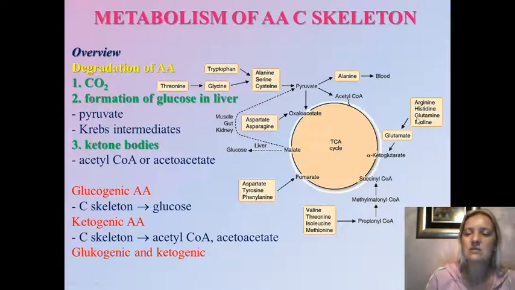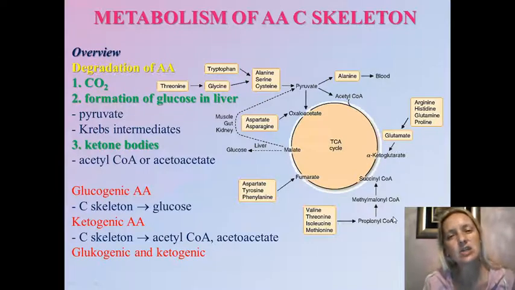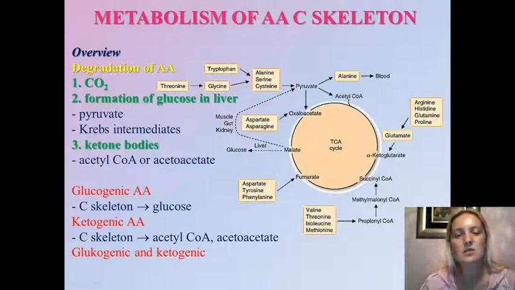Arginine, histidine, glutamine, and proline tend to form glutamate, and glutamate via a transaminase or deaminase reaction is involved in the Krebs cycle via alpha-ketoglutarate. Some amino acids like valine, threonine, isoleucine, methionine tend to convert to a common intermediate, propionyl coenzyme A, which is the same molecule we got upon the degradation of fatty acids with an odd number of carbon atoms. And we know that propionyl coenzyme A is converted to methylmalonyl coenzyme A and then rearranged to succinyl coenzyme A, entering the TCA cycle.